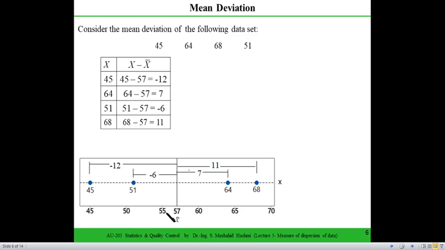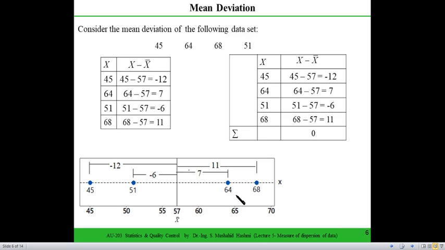So 68 is greater than 57 and it is 11 units greater. Mean deviation also, if you work it out, gives you some idea about the spread of the data. One interesting thing happens with this mean deviation. If you take the sum of all the deviations, so you can say the sum of x minus x bar, this comes out to be 0.